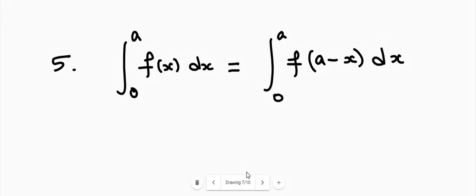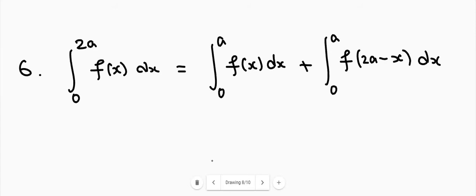Property number 5, integral 0 to a f of x dx is equal to 0 to a f of a minus x dx. ഏറ്റവും ഇമ്പോർട്ടൻ്റ് ആയിട്ടുള്ള പ്രോപ്പർട്ടിയാണ് ഫിഫ്ത്ത് പ്രോപ്പർട്ടി. അതാണ് ഏറ്റവും കൂടുതൽ പ്രോബ്ലത്തിൽ നമ്മൾ യൂസ് ചെയ്യുന്നത്. നമ്പർ 6, integral 0 to 2a f of x dx is equal to 0 to a f of x dx plus 0 to a f of 2a minus x dx.